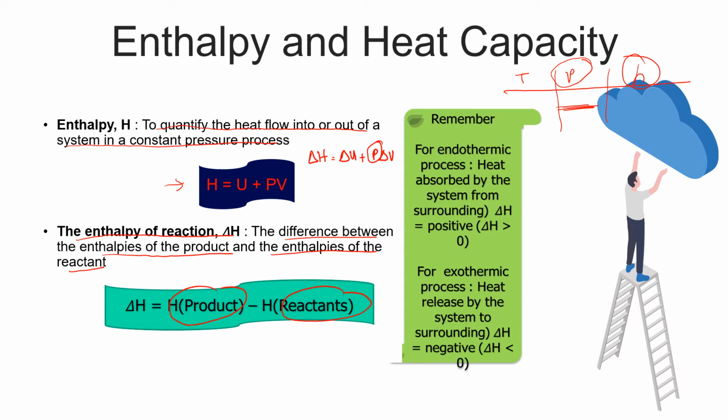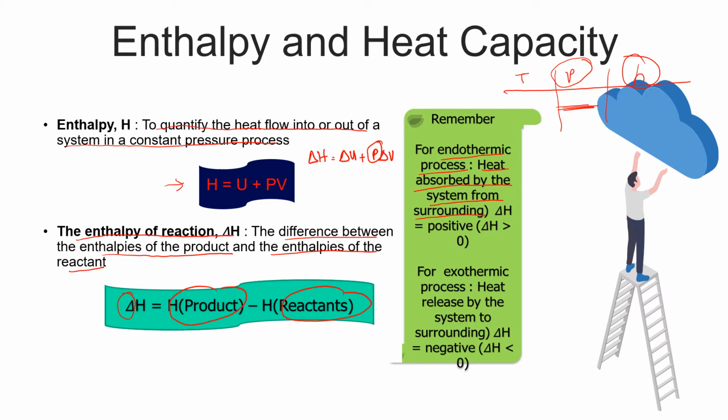And then for this enthalpy of reaction, disebabkan dia adalah perubahan kan, perbezaan, jadi dia akan ada minus and plus, so negative and positive sign. So the positive and negative signs will indicate the endothermic and exothermic process. So for the endothermic process, where the heat absorbed by the system from surrounding.